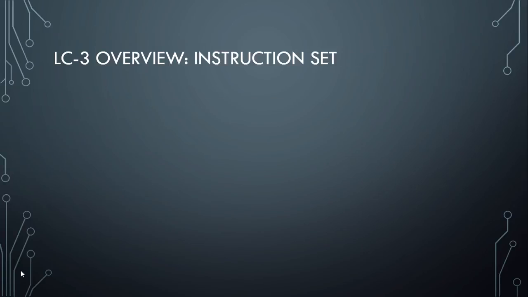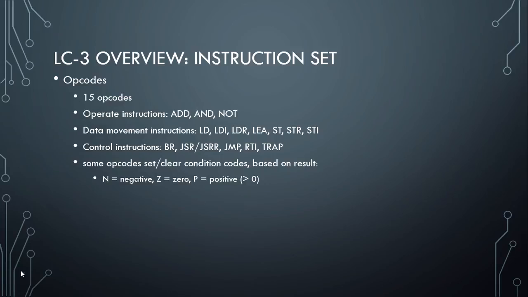Okay. Let's continue talking about instruction sets. There are opcodes, a total of 15 different ones. There are the operate instructions, AND, ADD, and NOT, which we will look at today. You have data movement instructions, LD, LDI, LDR, LEA, ST, STR, and STI. So those are pretty much all your load and store kind of instructions. You have control instructions, BR, JSR or JSRR, JMP, which I think we discussed before as jump, RTI, and TRAP.